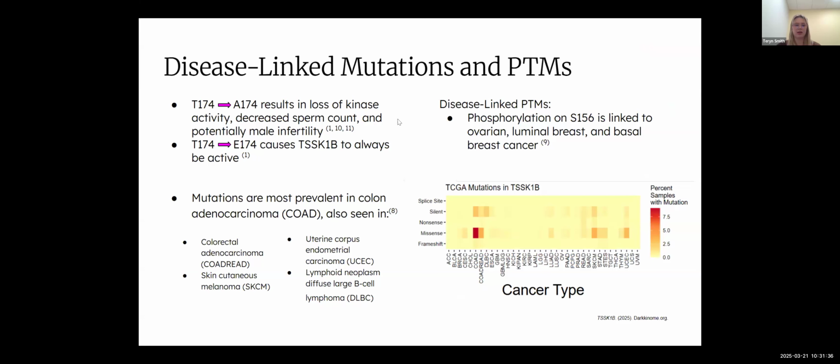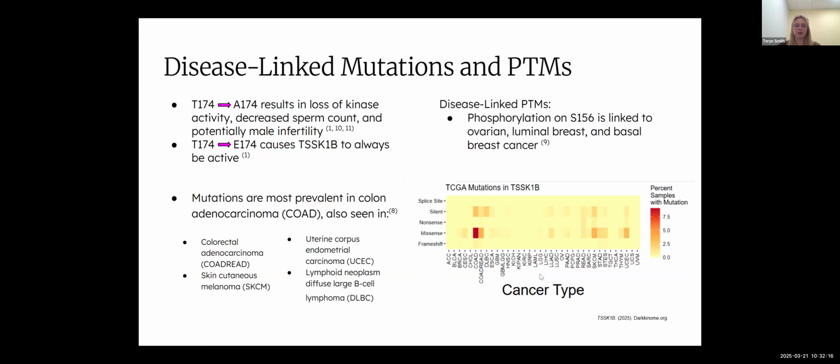So on to complications with this kinase. Threonine 174, the residue that activates TSSK1B when phosphorylated, can be mutated to an alanine, which would make the kinase permanently inactive. This could potentially cause male infertility since TSSK1B is involved in the last steps of spermatogenesis for sperm function, although TSSK2 could compensate since they have high shared identities. So this is a little inconclusive. If that T174 is mutated to a glutamate, the negative charge would mimic phosphorylation, so the kinase would always be active, but there's not much information on the implications for this.